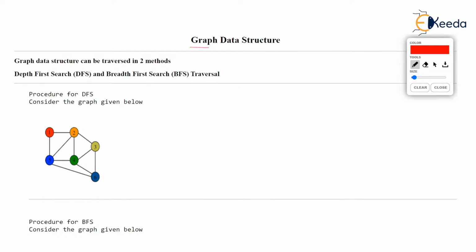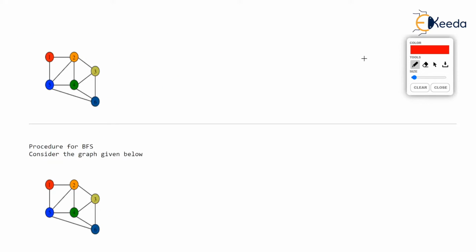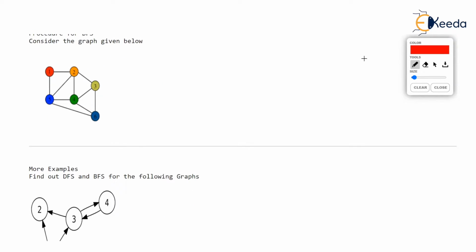In the previous video, we saw a traversal method called depth first search traversal or DFS. Now in this video, we will see the procedure for the second traversal technique of a graph, which is called breadth first search traversal, BFS. So let's see what the BFS procedure is on this given graph.